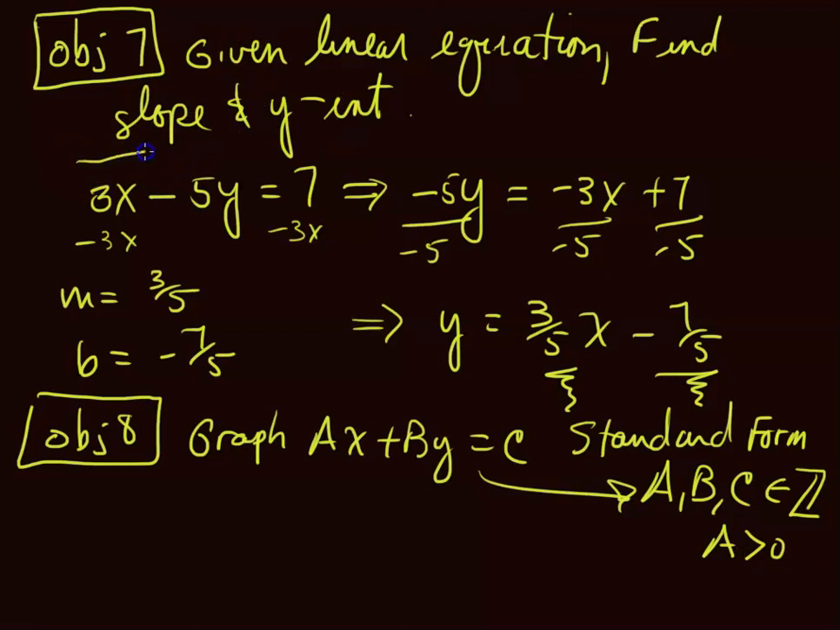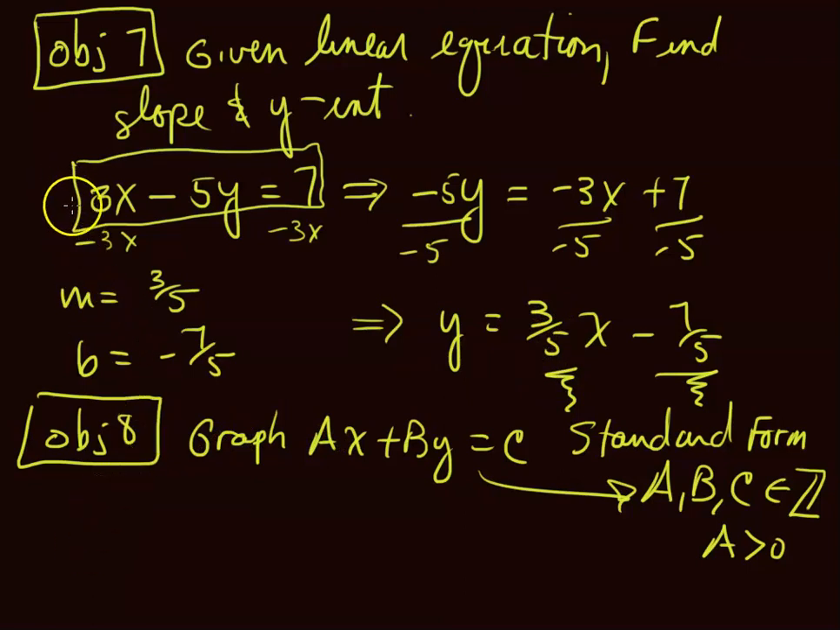Well, let's go back up to this one and see if we can graph this. You know how to graph that, I believe, using the slope-intercept form. You plot the y-intercept, negative 7/5, and you use the slope, up 3 and to the right 5, or down 3 and to the left 5, to find another point and connect the 2 points.